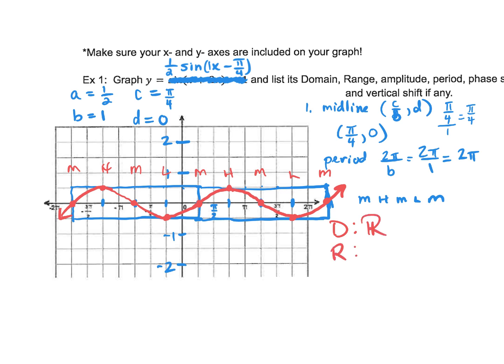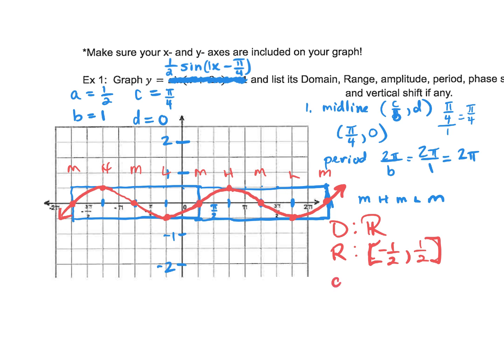My range, you're going to have to look on your graph for, aren't you? What is the high and what is the low? Go from the low to the high. What's the lowest y value here? Yep, -1/2. And the highest is +1/2. So there's my range. And actually we include these as brackets because they actually touch those, don't they?